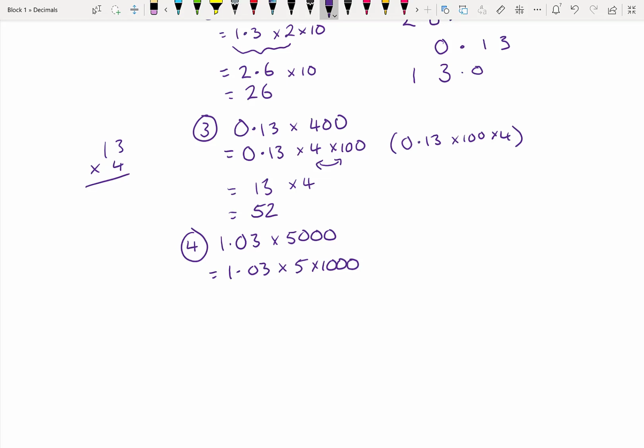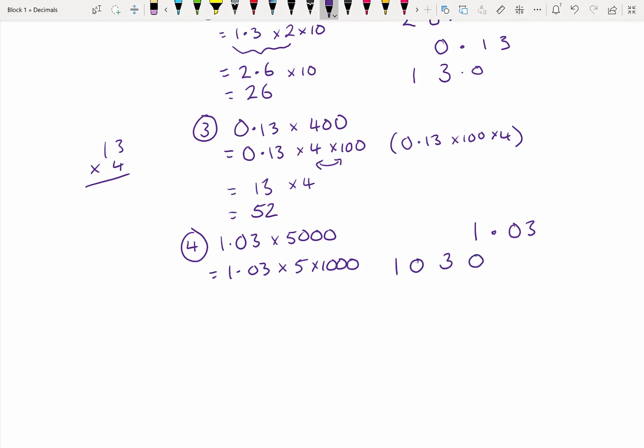So I've got 1.03, and I want to multiply it by the 1000. This time, all my digits are going to move 3 columns to the left. So I'm going to have my 1 over in the thousandths column, I'm going to have 0 hundreds, I'm going to have 3 tens, and we're going to have no units.